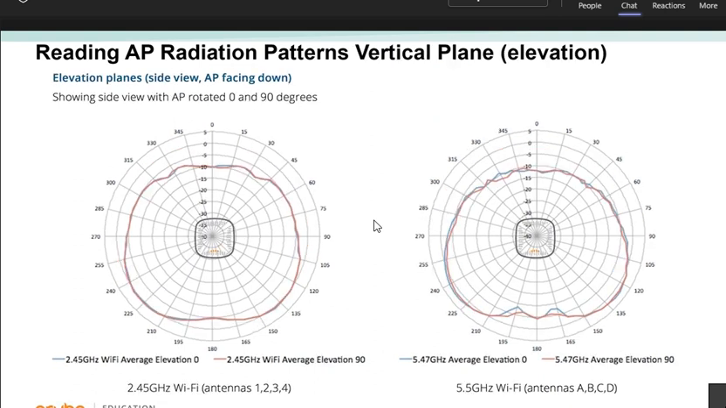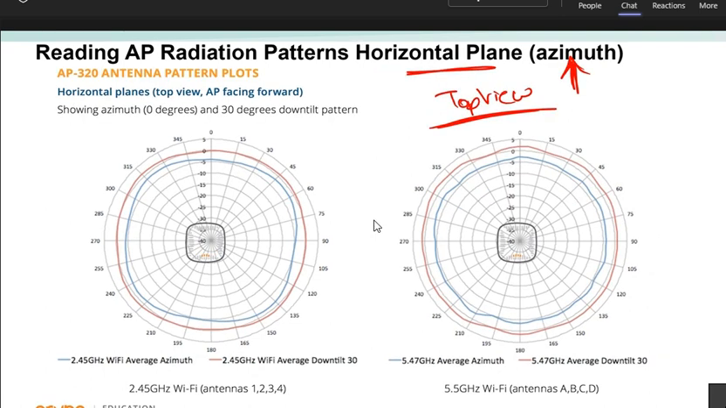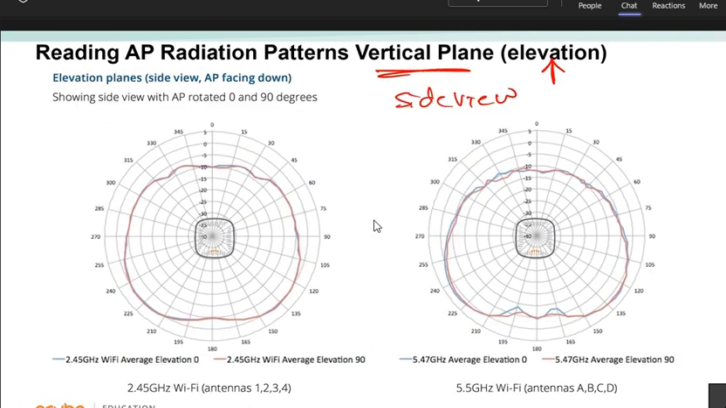Now this is a vertical plane, also called elevation, also called side view. This is apparently the side view of an AP radiation pattern. We will not be able to differentiate the screenshot from your top view to side view, because we are looking at it from a 2D perspective. However, when we put it in a 4D software, then we'll be able to see how your signals are traversing horizontally, vertically, what kind of footprint. That is all we'll be able to see.